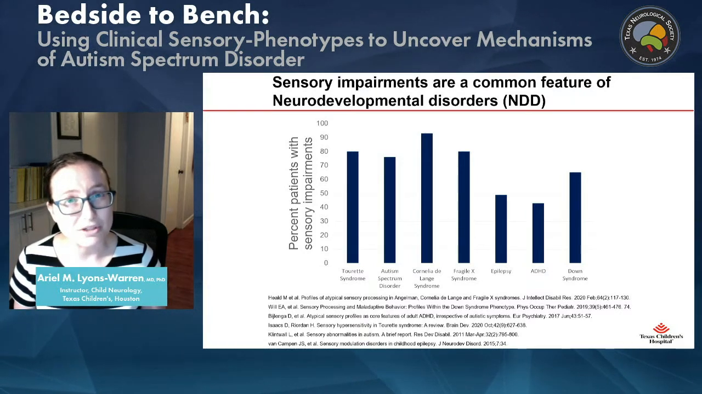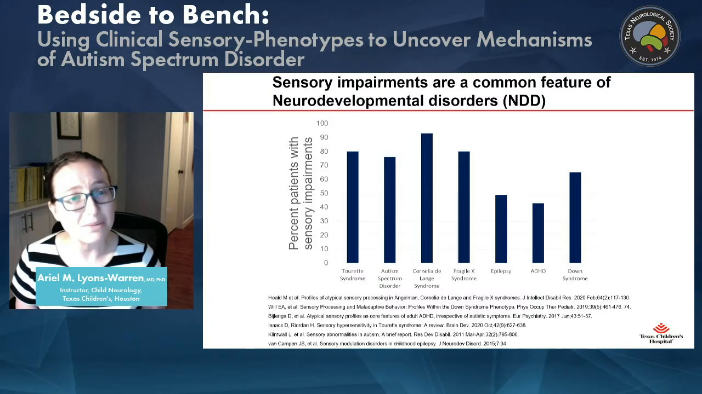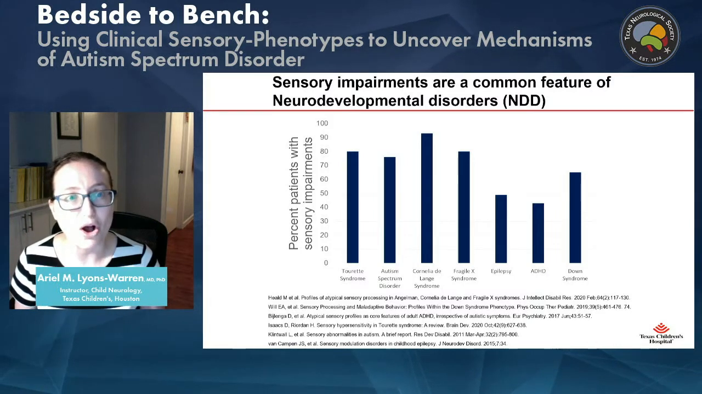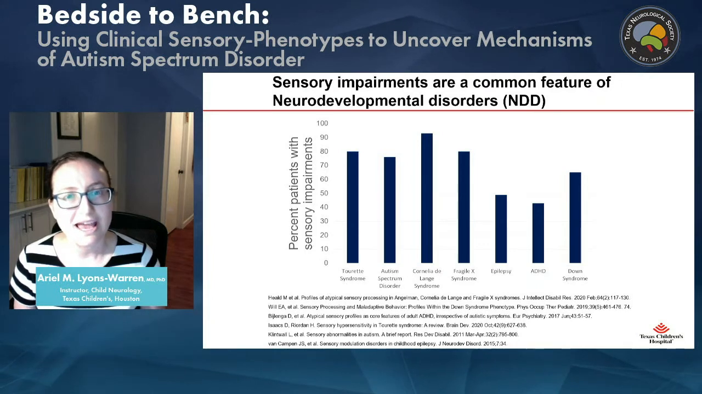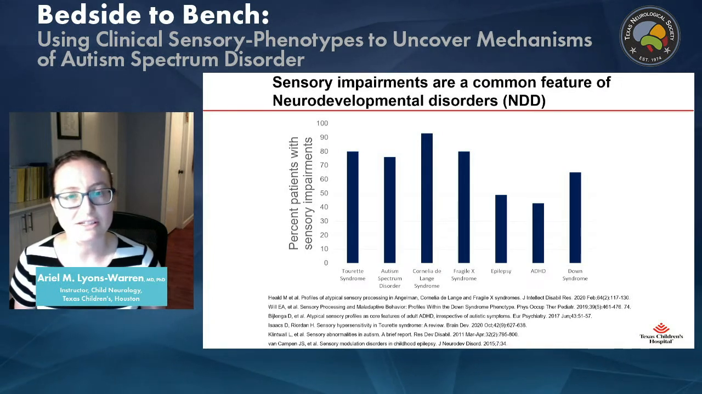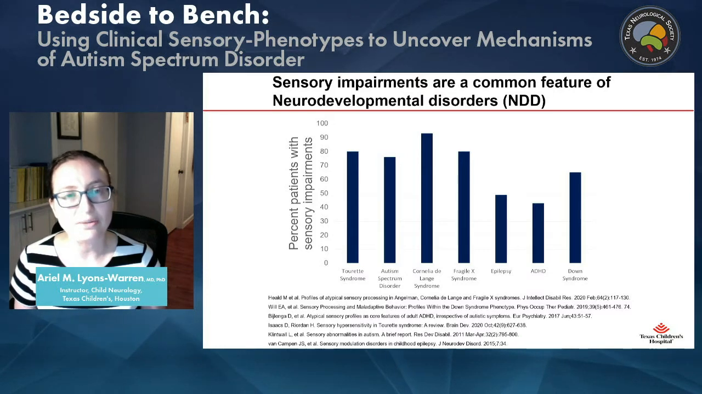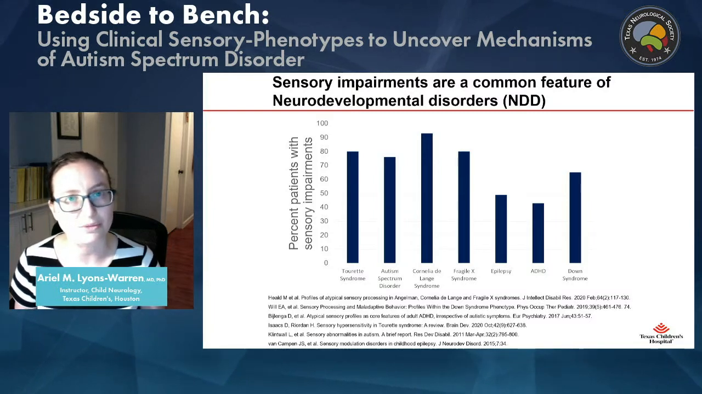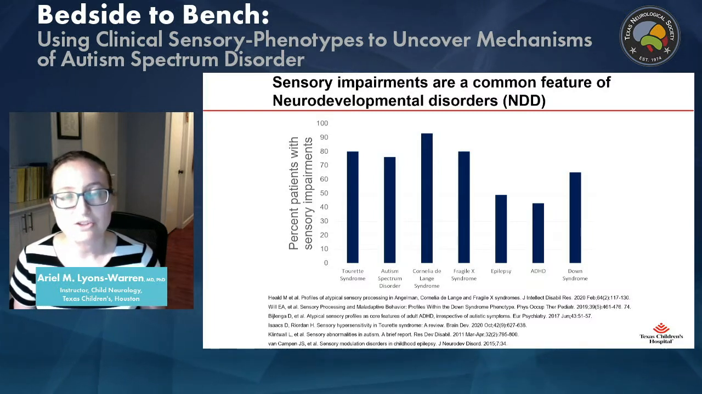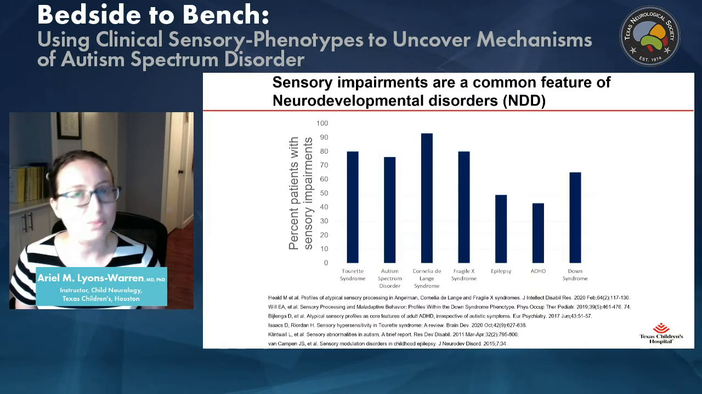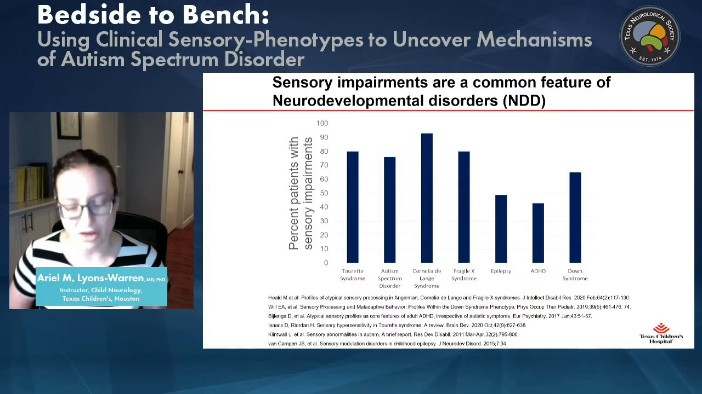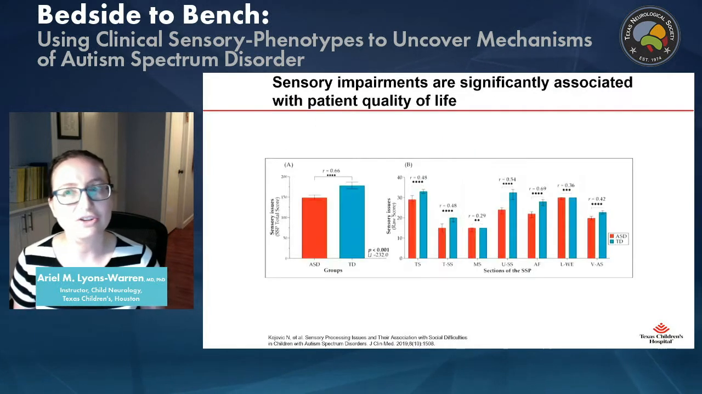But what might be more surprising is that about 80% of children with Tourette syndrome also have sensory impairments. Looking at all the different diseases shown on the x-axis of this graph, we see that sensory impairments are very common, even in epilepsy and ADHD, where 40 to 50% of children will have some sort of sensory impairment. So it's important that they're common, ubiquitous across the children that we see in our clinics, but are they impacting quality of life? And the answer is yes.